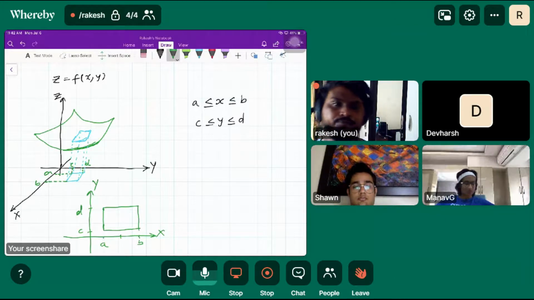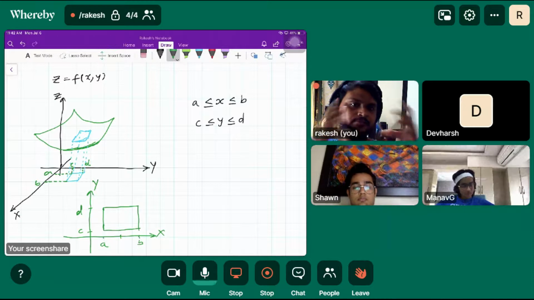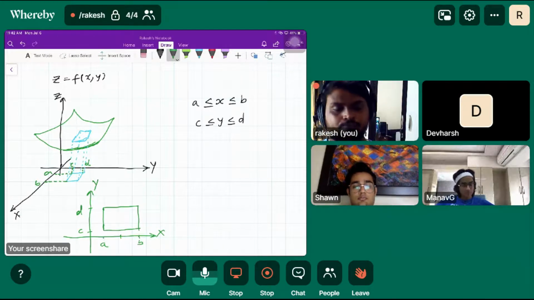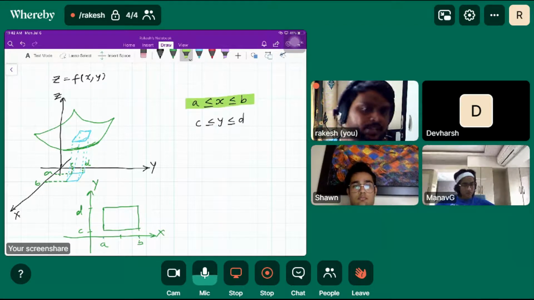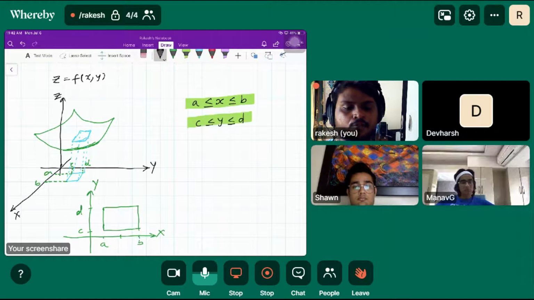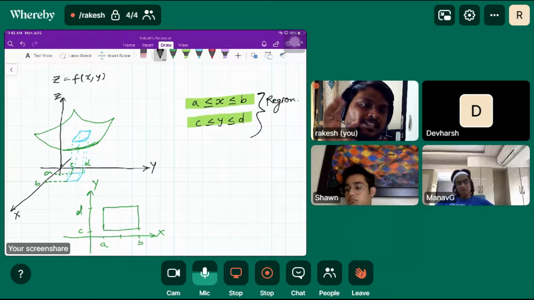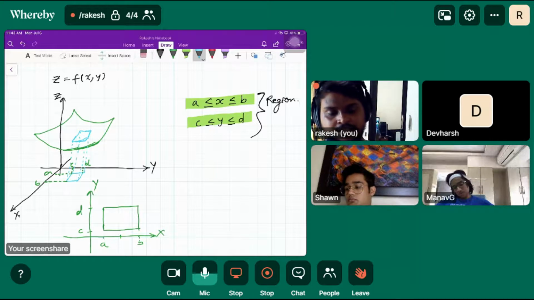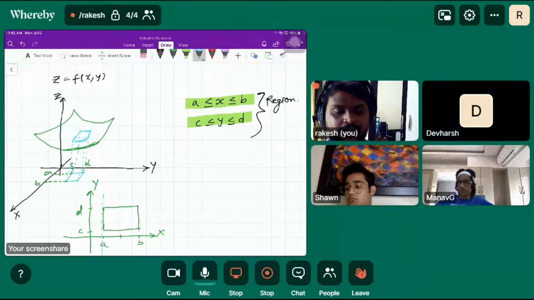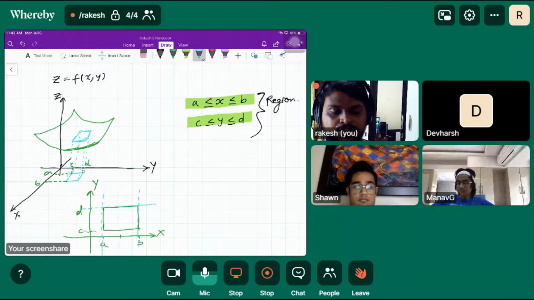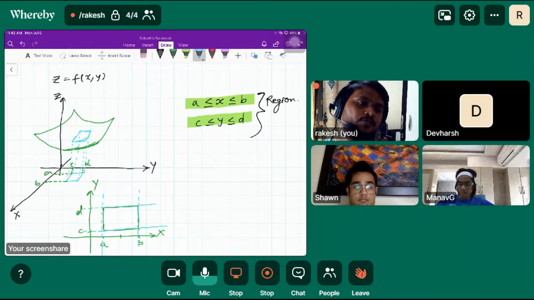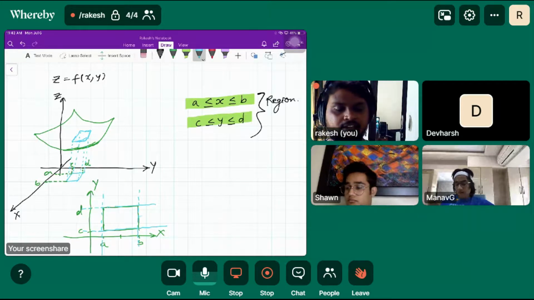Can you imagine this now? I have drawn the xy plane. We have a rectangle over there, because x is between a and b, y is between c and d. So how do we find that region? If I draw the line x equals a, the line x equals b, y equals d, and y equals c, the region is a rectangle.